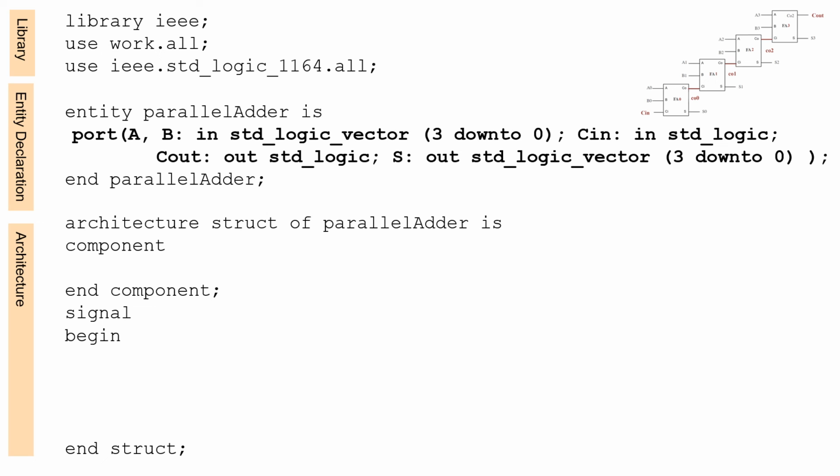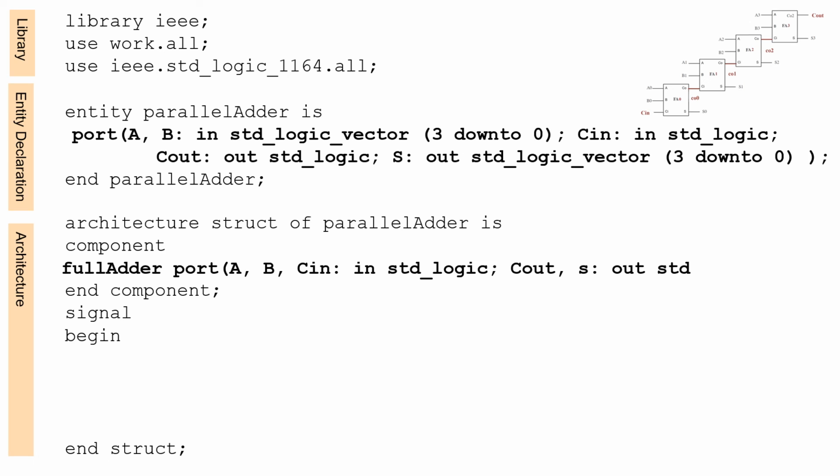So we'll start by declaring all the components, the unique components that are needed. And we agreed that we need only the full adder as a component. So between component and end component, we're going to mention that we need the full adder. And we have to list the ports of the full adder as they are in the file that we defined earlier. We can simply copy paste that line of code. We'll say full adder port, list the ports of the full adder, so A, B, Cn in standard logic, and then Cout, S out standard logic.